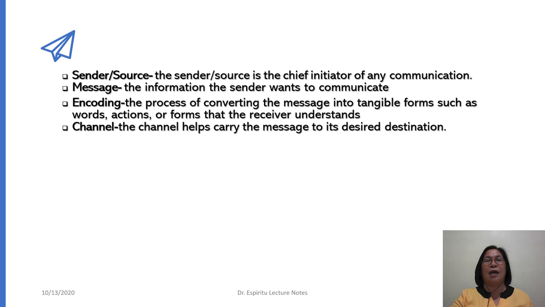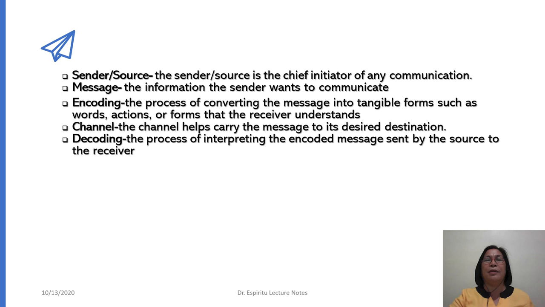Then decoding, that is the process of interpreting the encoded message sent by the source to the receiver. So this is now on the part of the receiver. What does that person or what does that thing mean? So for example, if the expression "hi" comes from the person you like, the tendency is for you to answer back with a smile and acknowledge. But if that "hi" comes from somebody whom you do not know, the tendency is for you to ignore, because you are thinking that the person might have other ulterior motives or hidden motives.